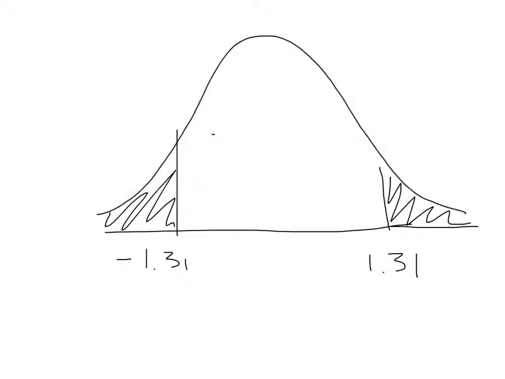Now the cool thing is, the normal distribution is completely symmetric. So the size of those tails, the area in each of them, is exactly the same. So we only need to figure out one or the other of the tails. I'm going to figure out this one right here. And to do that, I'm going to use the normal CDF on my calculator.